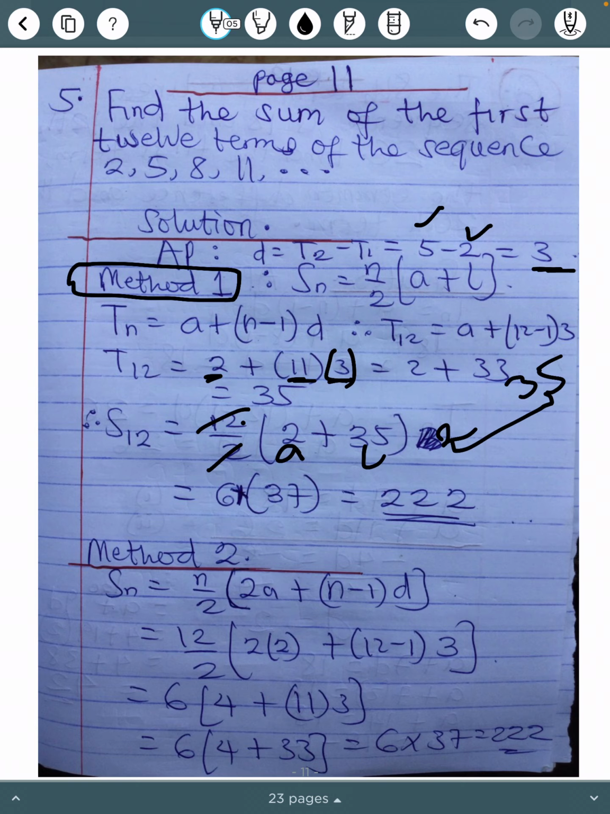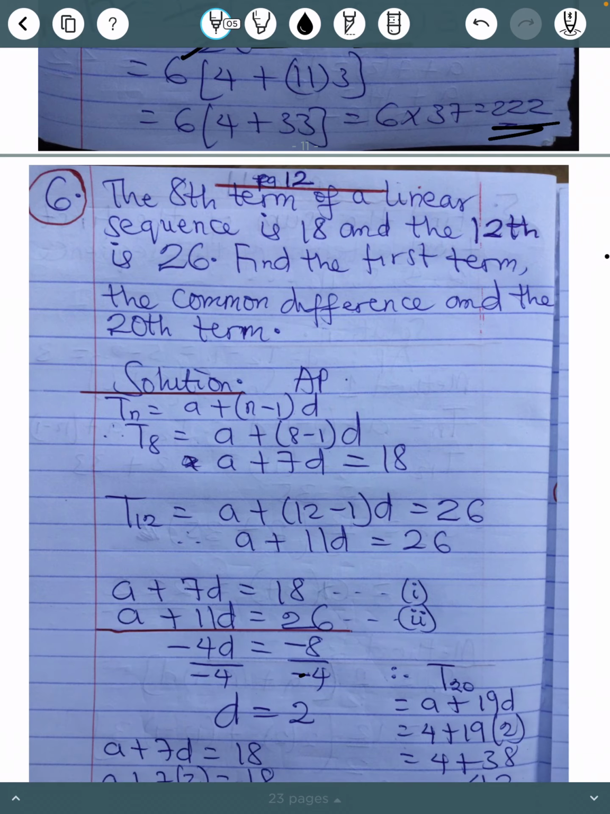The sum of n terms is also given by this formula: n over 2 into the bracket 2a plus (n minus 1)d. You are familiar with all the terms. So 2a, 2 here 1, 2 here 6. n is 12 since I'm looking for the sum of the first 12 terms. I already know a and d. So this will give me 6 times 4, 2 times 2, 4, plus 12 minus 1, 11 times 3, 33, and I will get 222.